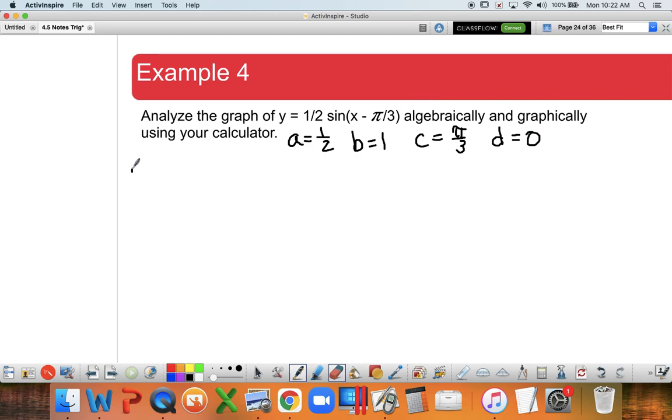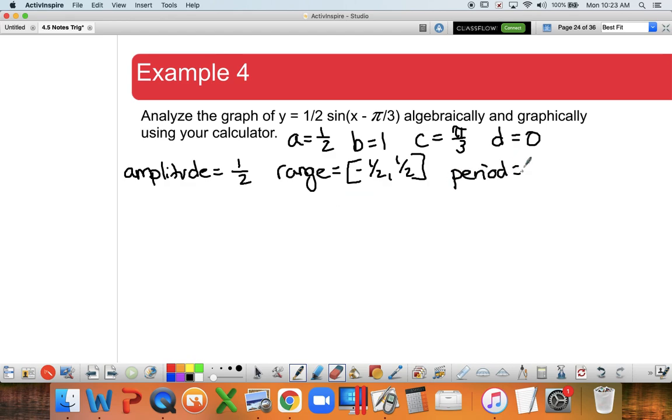So let's fill out some information. We know that our amplitude is 1/2. That tells me the range, because I'm not adding or subtracting anything on the end, is going to go from -1/2 to +1/2. So I can get an idea what this graph would look like. My period value is 2 pi divided by b, and since my b value is just 1, it's 2 pi.